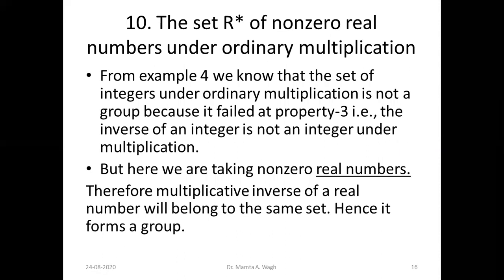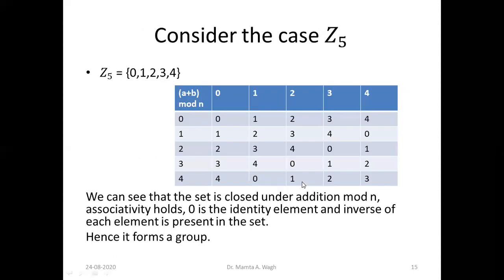In example 4, we have seen that the set of integers under ordinary multiplication is not a group because it failed at property 3, that is the inverse, because there you were having 0 also. But here we are taking non-zero elements, non-zero real numbers. Let us see that example 4 again.